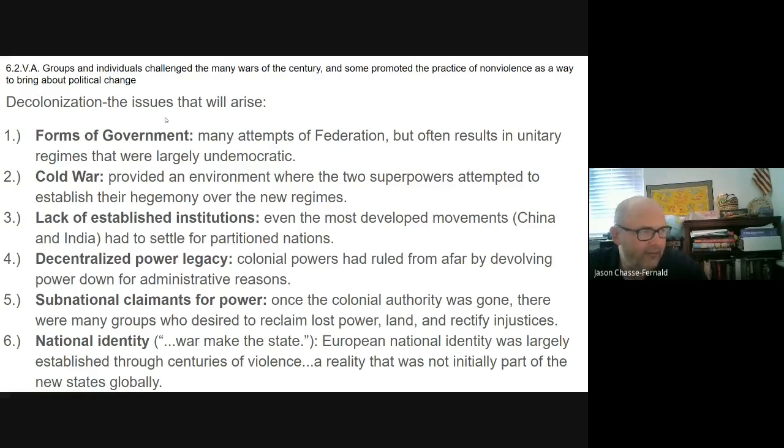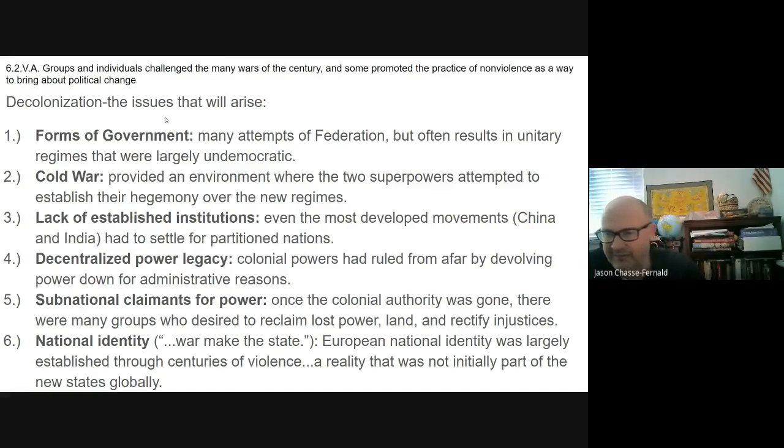Autocracy. The Cold War, right, provides an environment where two superpowers attempted to establish hegemony over the new regime. So what does this mean? If you are a brand new country and you've decided to have a positive relationship with the British, your former colonial authority, what does this mean? That means that the Soviet Union is probably going to be sending in the KGB to identify groups that will undermine you and maybe even supply them with training and weapons.